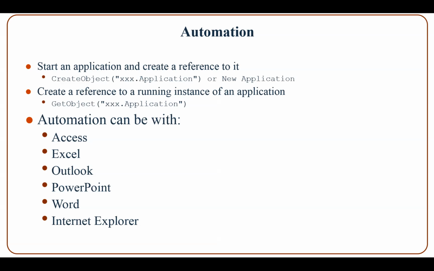In this section, we talked about automation in VBA and VB.NET. In order to start an application and create a reference to it, you can either use the syntax CreateObject or New, and then the application class. You can also create a reference to a running instance of an application. And automation can be with Access, Excel, Outlook, PowerPoint, Word, Internet Explorer, etc.